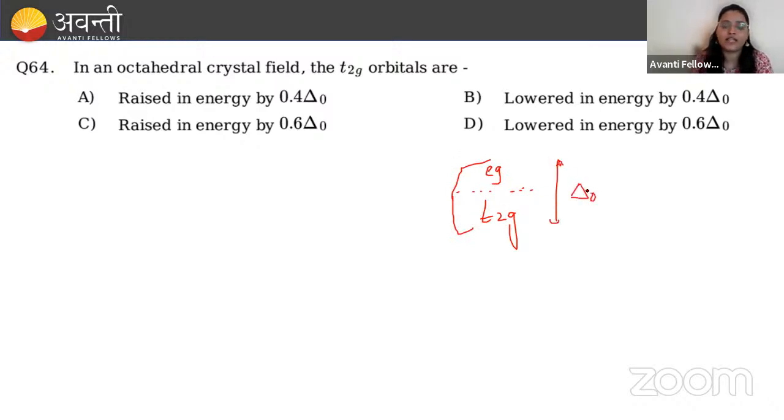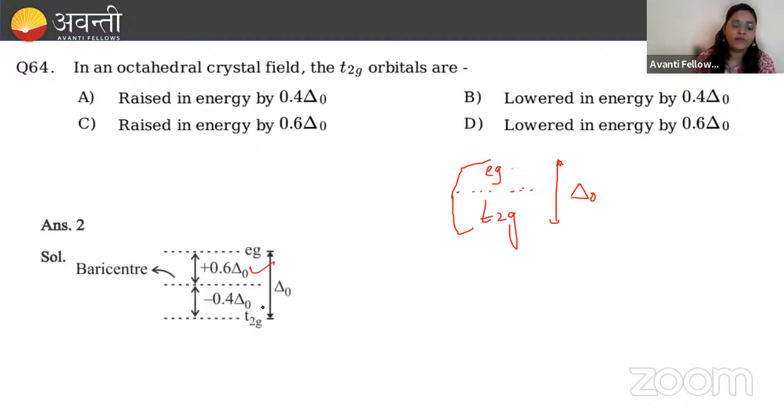So since the T2g orbitals are below and eg orbitals are above, this difference is known as the crystal field splitting energy. The above part is known as eg, below is T2g. We represent eg by plus 0.6 del 0 and the below part by minus 0.4 del 0. So from the barycenter, what is happening to the T2g orbital? Its energy is lowered. How much? It is lowered by 0.4 del 0. So here the answer will be option B. Right? Any doubt in this?